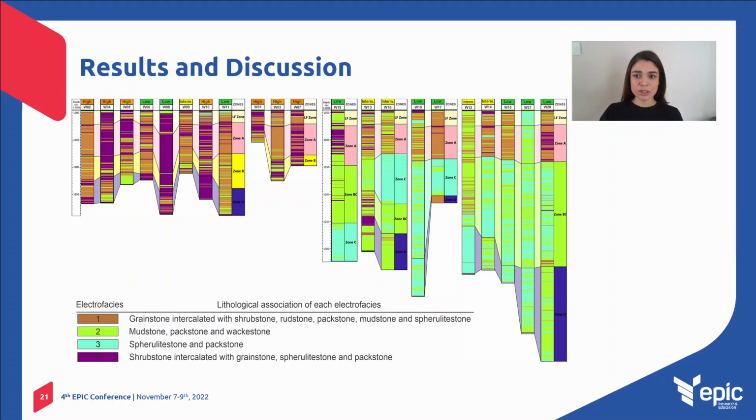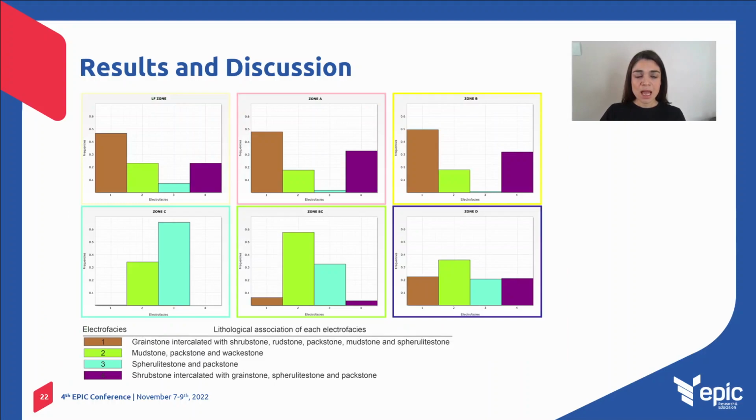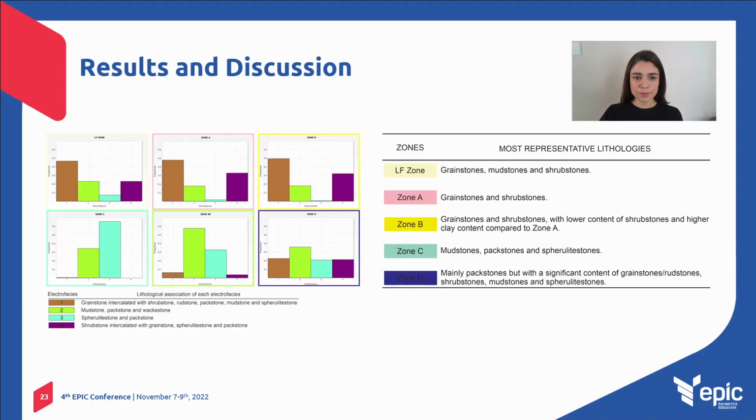And based on thin section images and core descriptions, a lithological association was defined for each of the 4 electrofacies. And using the histograms, the frequency of each electrofacies in each zone was analyzed. So here is the frequency of electrofacies 1, 2, 3, and 4 in Lula's finger zone, and the same for all the other zones. And this was done to define the most representative lithologies of each of the 5 zones.